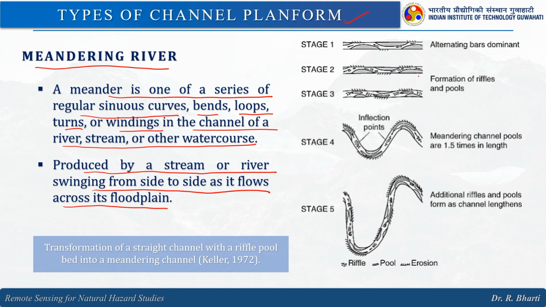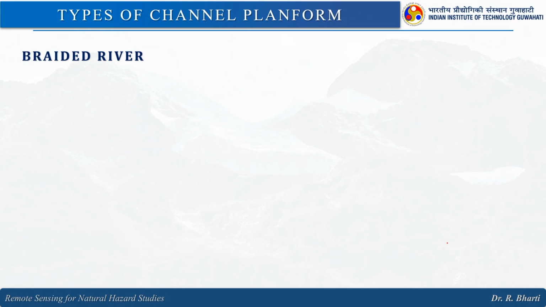So here you can see how it is happening. The transformation of a straight channel with a riffle-pool bed into a meandering channel. This is from Keller 1972. Here you can see stage 1, stage 2, stage 3, stage 4 and stage 5, how a straight channel is becoming the meandering channel, right.